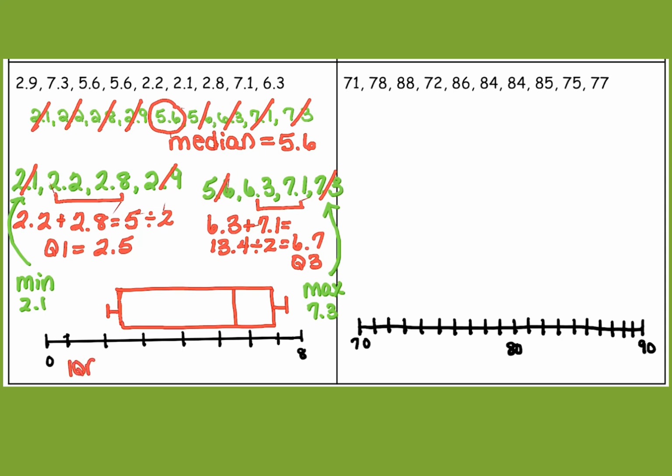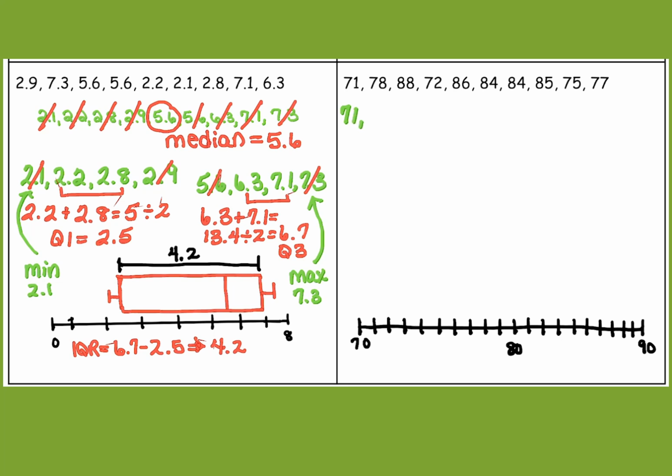The next step is to find the IQR, which is also the interquartile range. We use 6 7/10 minus our Q1, which is 2 5/10, which gives us a value of 4 2/10 as our IQR. So our interquartile range is 4 2/10.